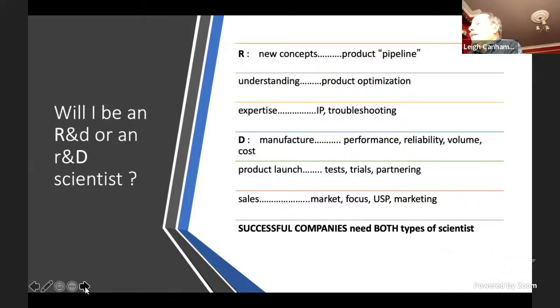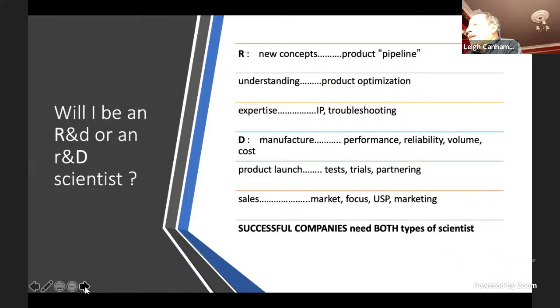So in a company, the research is all about what's called a product pipeline. So a company has an existing product, but it wants products to come in the future. So it's got a continuous pipeline of products. So the people who are good at research will be coming up with new concepts for that pipeline. The research scientists in the company will be focused on understanding the products. And by having better understanding, they can optimize those products better.